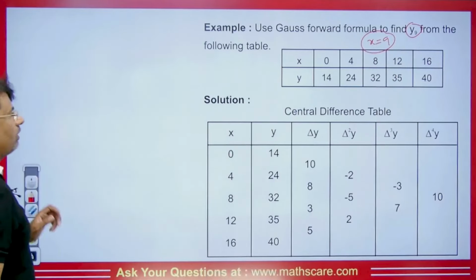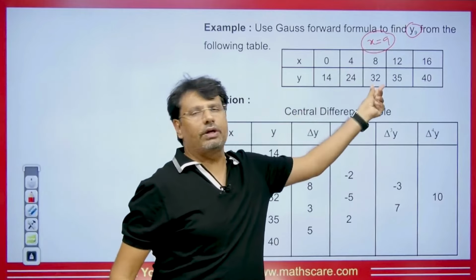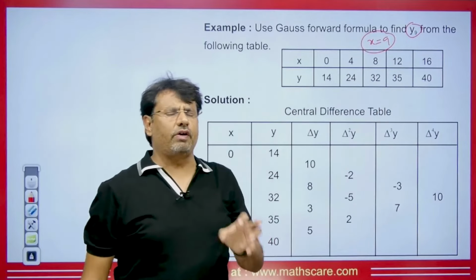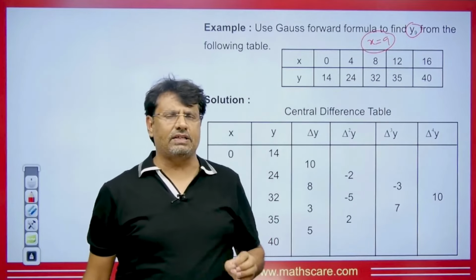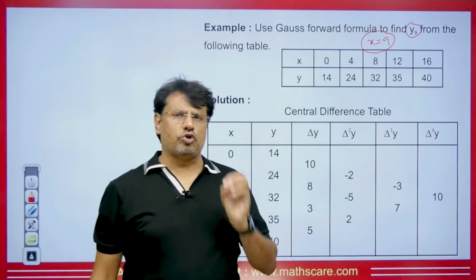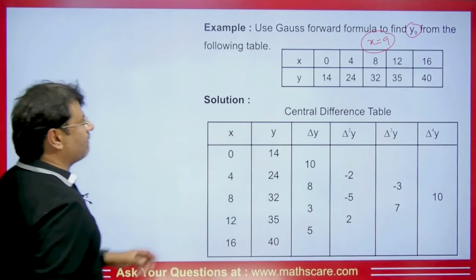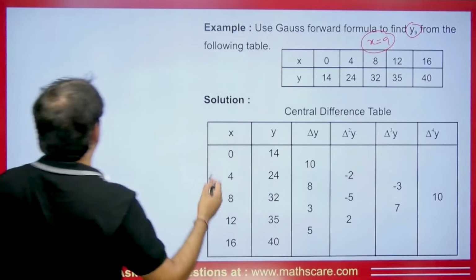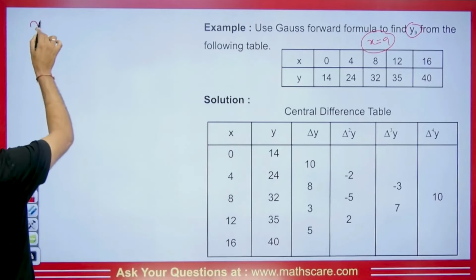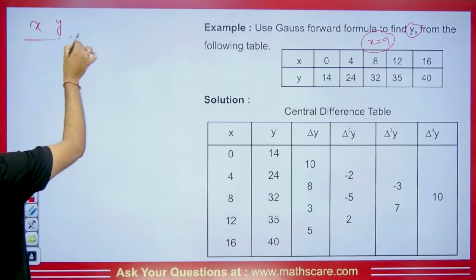What will be the formula used here? It is asking for the value nearest to the center. So it may be Gauss forward or Gauss backward. Here Gauss forward and Gauss backward is asked by name. So what will we do here? We will make a difference table. And you all know the difference table, right? X is given here and y is given.